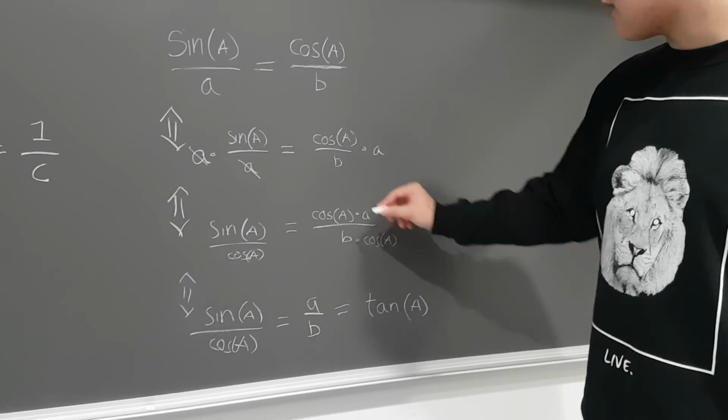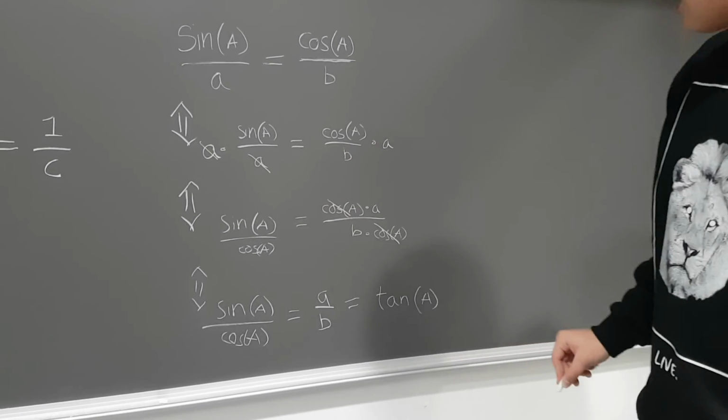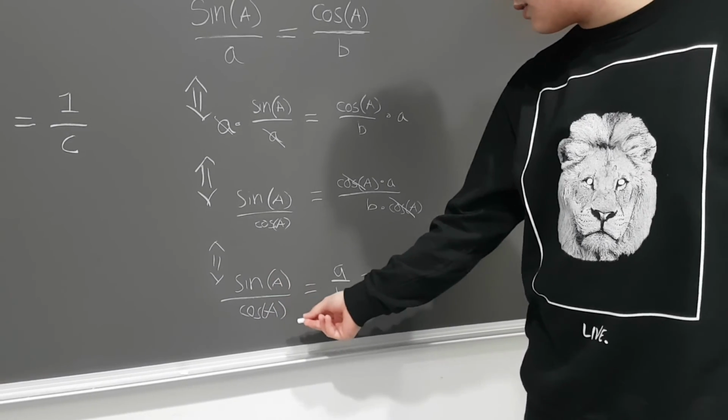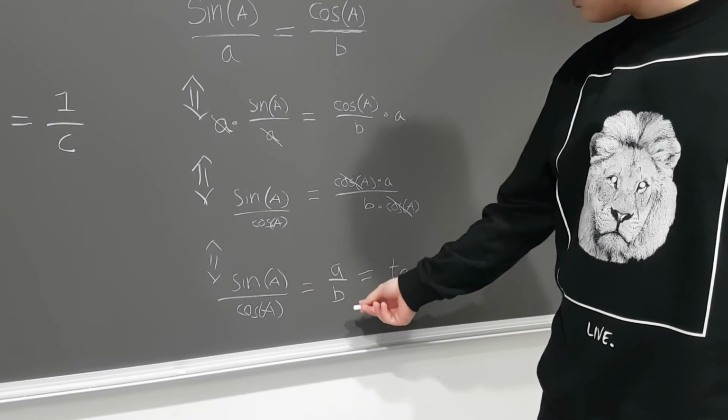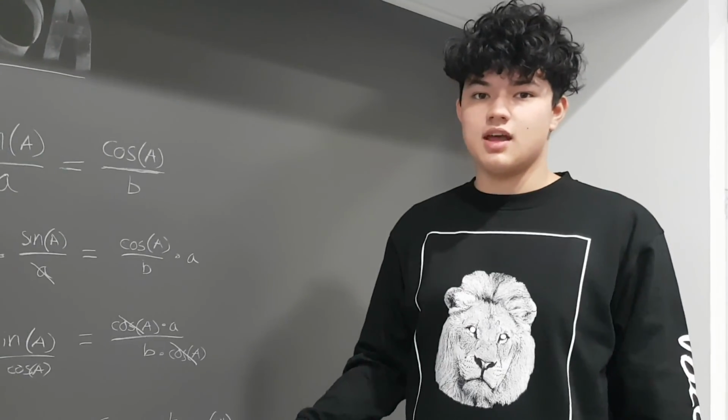So we're going to divide by cosine, so cosine cancels out. And then we have sine of the angle A over cosine of the angle A, which is equal to A over B, which is also equal to tangent of the angle A. And this is TOA.